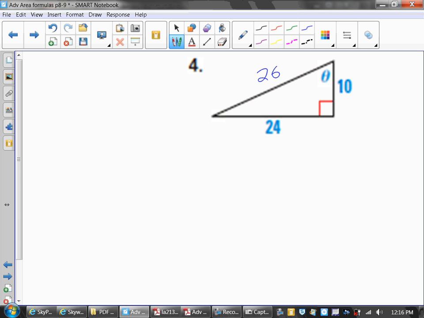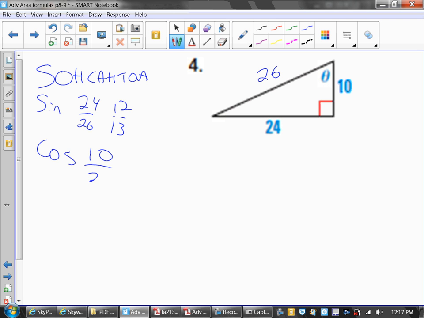Now, when you're dealing with right triangle trig, it's just good old SOH CAH TOA. And just fill it in. Sine is 24 over 26, which is 12 over 13. Cosine is 10 over 26, which is 5 over 13. Tangent is 24 over 10, which is 12 over 5. Those are all your common SOH CAH TOA stuff.